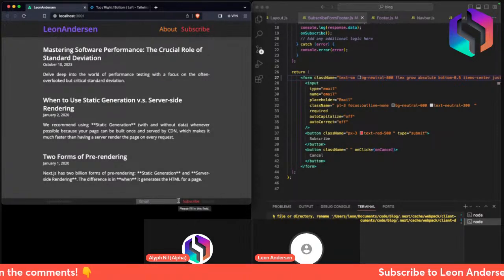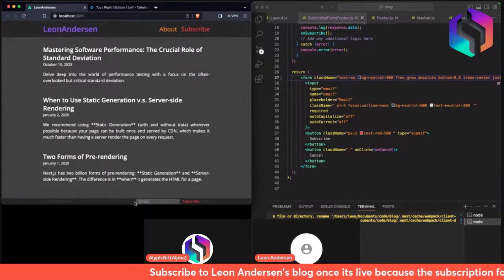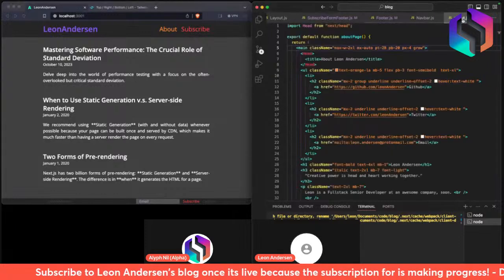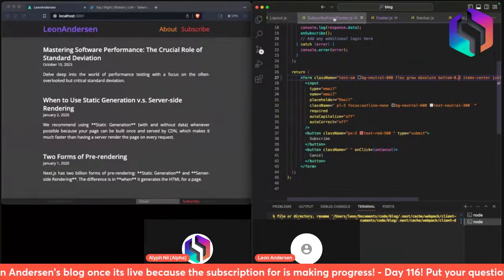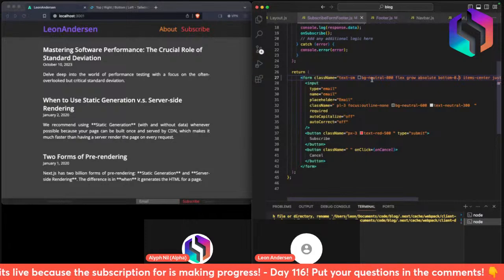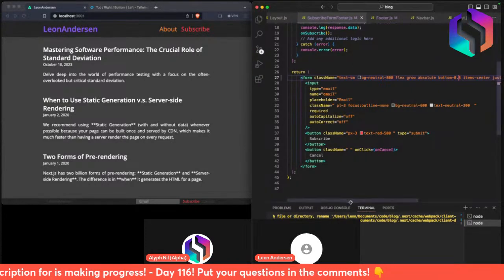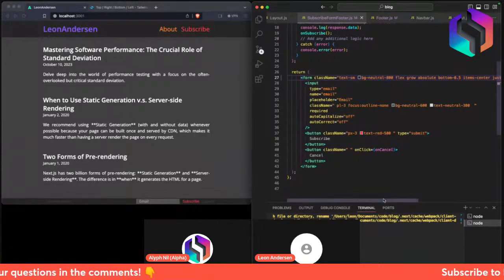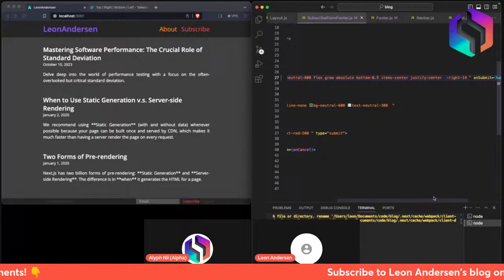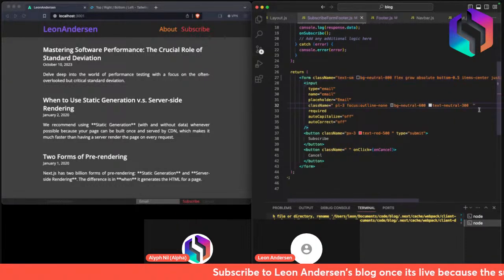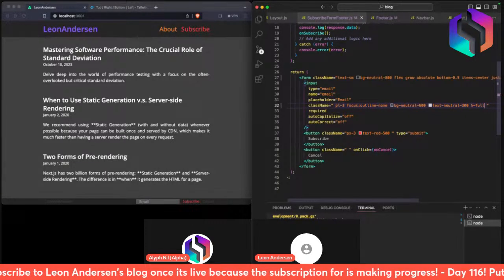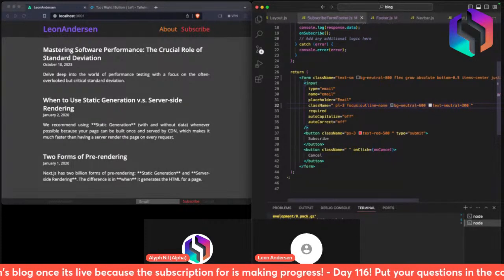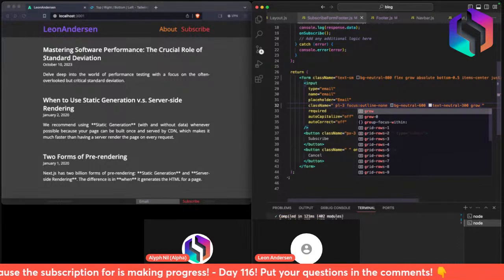What worries me though is the height of this one, because I would love this to be the exact height of the footer. Maybe I can give it a full height, but I think I already gave it full height. Return form. No, I did not give it full height yet, did I? A full will maybe break it. Grow maybe.